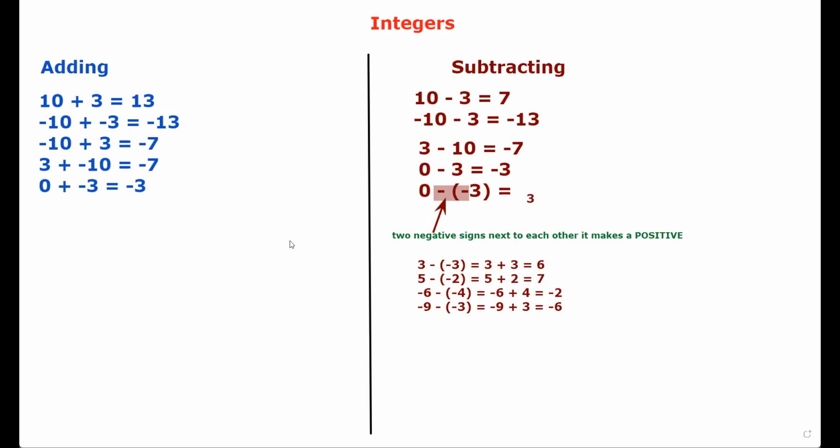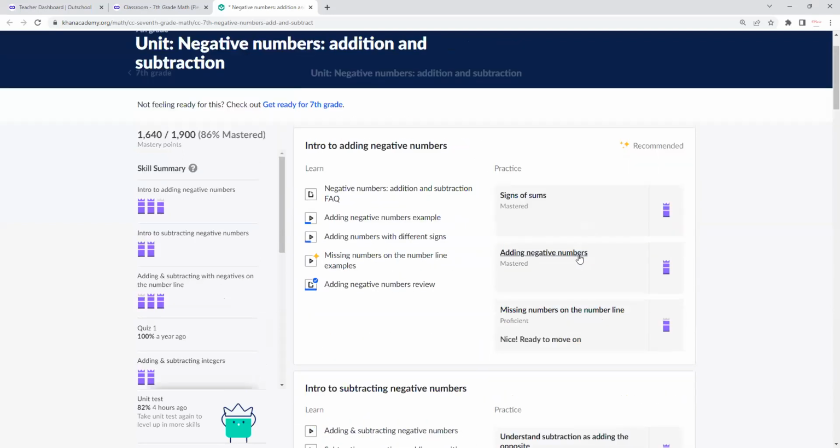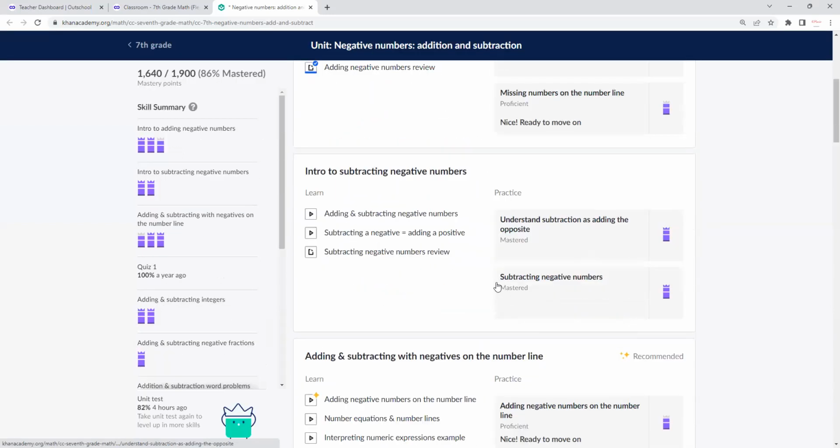On that unit, there are 2 quizzes that I recommend you practice individually. The one that says adding negative numbers and subtracting.